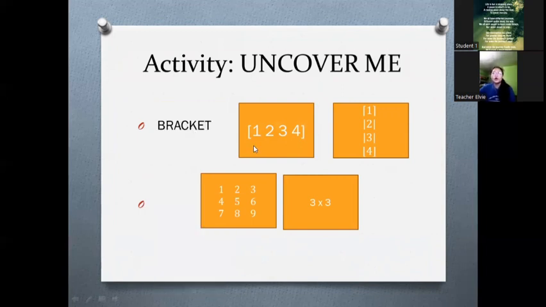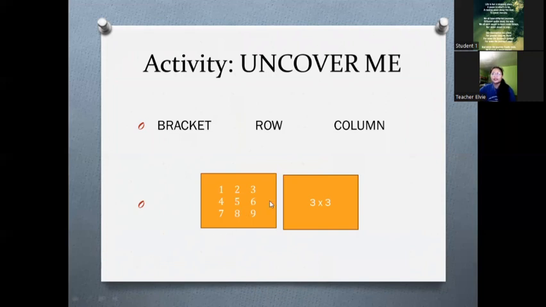Next, what do we call it if the elements in a matrix are aligned horizontally? It is a row. Very good. Who answered that one? Jason. Thank you, Jason. Next, what do we call it if the elements of a matrix are aligned vertically? It is a column. Very good, class.